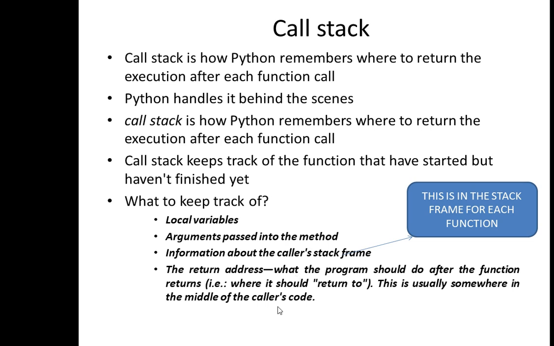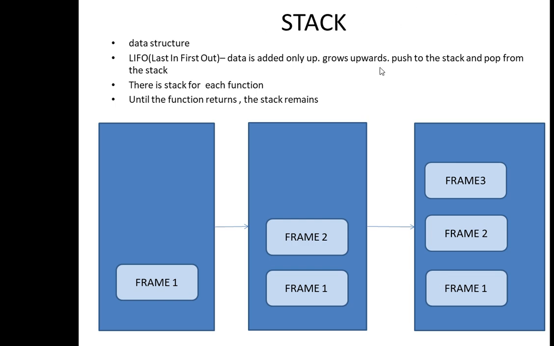All this information about a function will be stored in a data structure called a stack frame. So all this information about a function, the local variables, arguments, information about the caller's stack frame, and the return address, will be stored in a stack frame, and each function will have its own stack frame. So what is a stack?